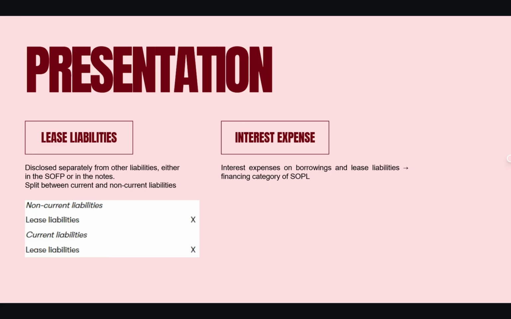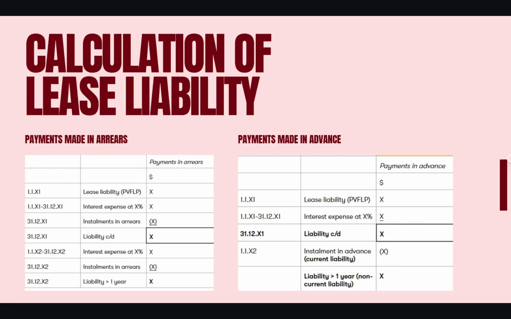Then, how do you present or how do you record this? You must record lease liabilities as non-current liabilities and current liabilities. It is disclosed separately from other liabilities, either in the SOFP or in the notes. For the interest expense, as I've said before, it will be shown in the financing category of SOPL. Here is the calculation of lease liability. We will go to questions shortly, so stay tuned.